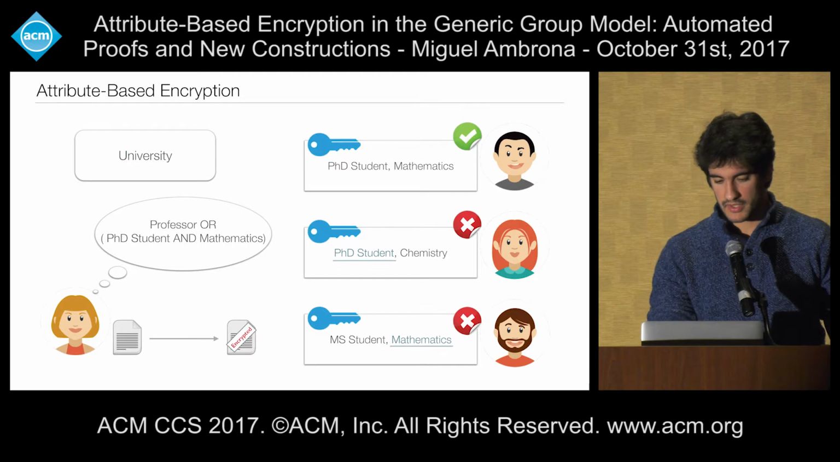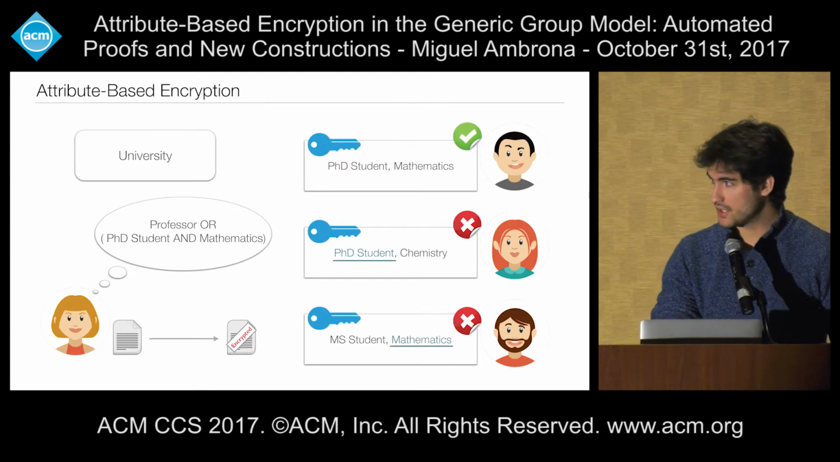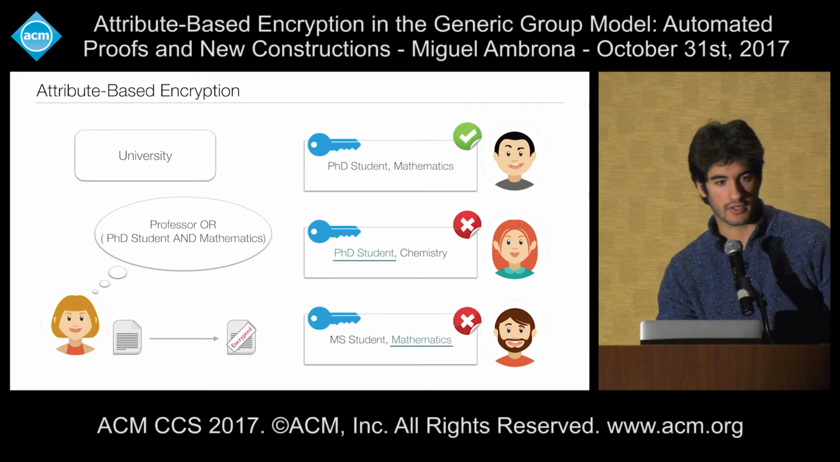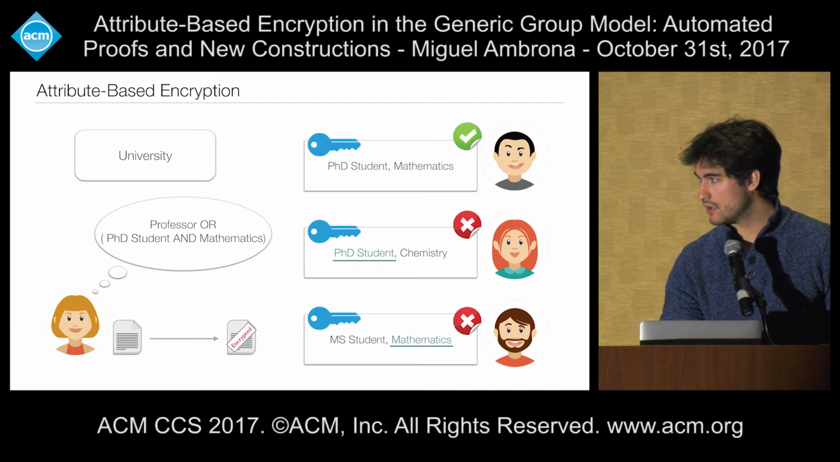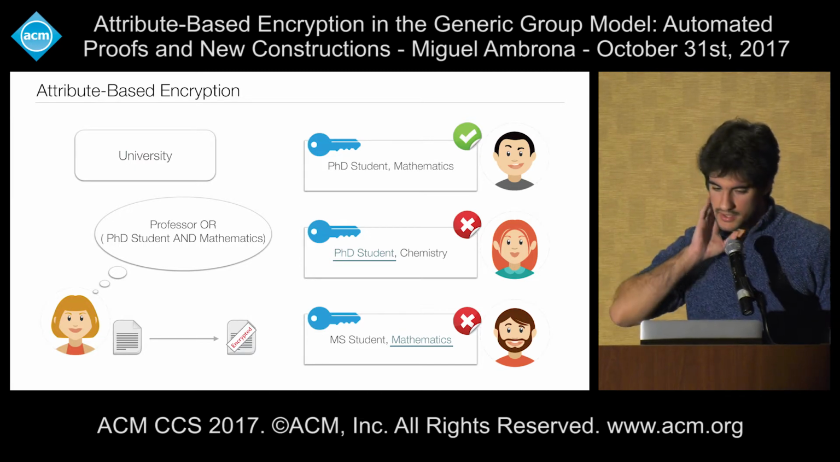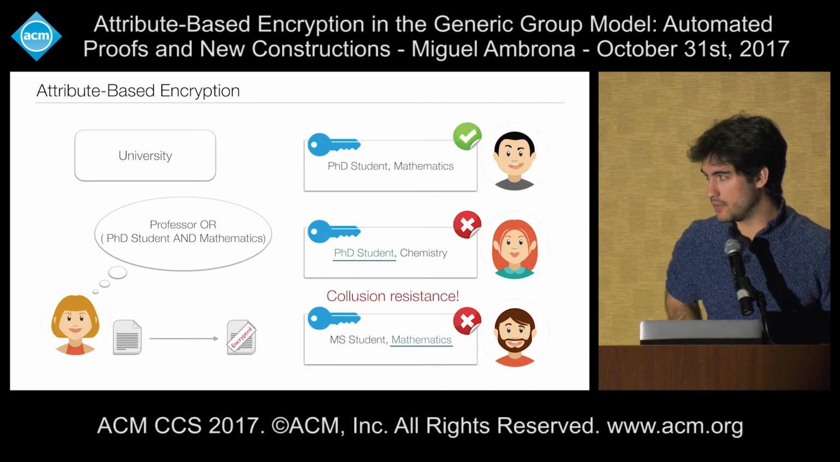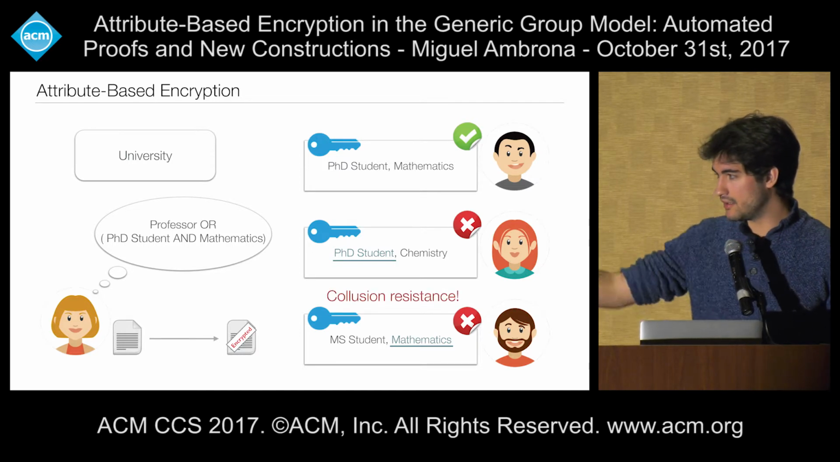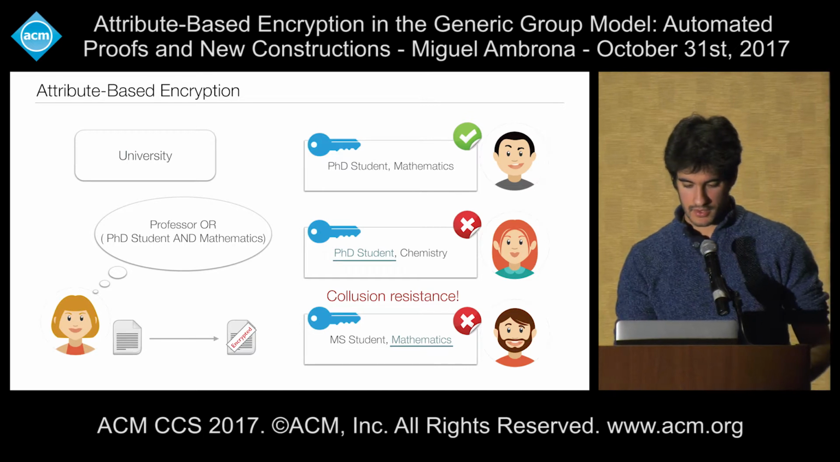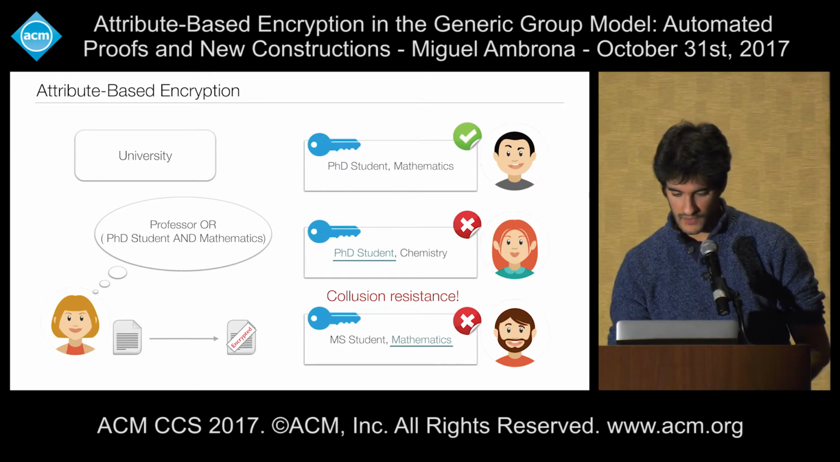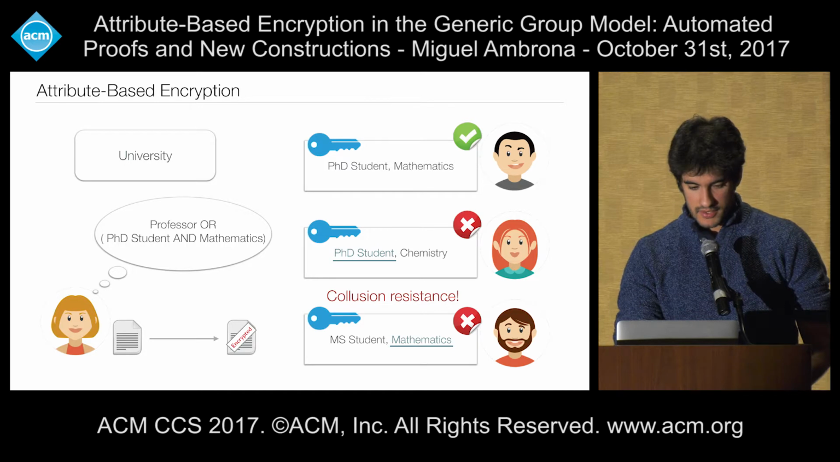A very important requirement in attribute-based encryption is what is called collision resistance. So we want these two other users to not be able to combine their keys in order to decrypt together, since one is a PhD student and the second user studies mathematics. Okay, so this is the setting.